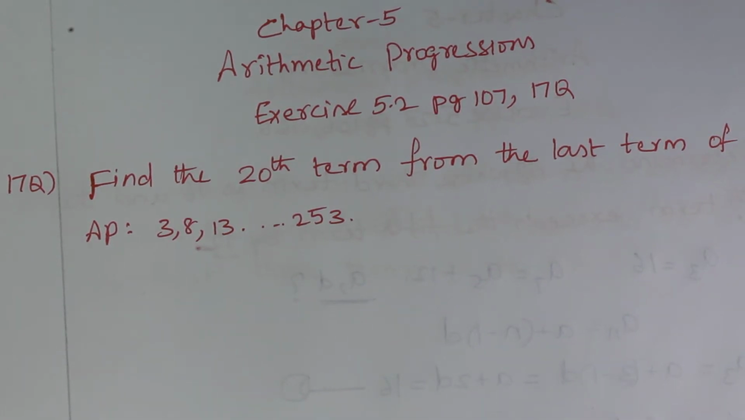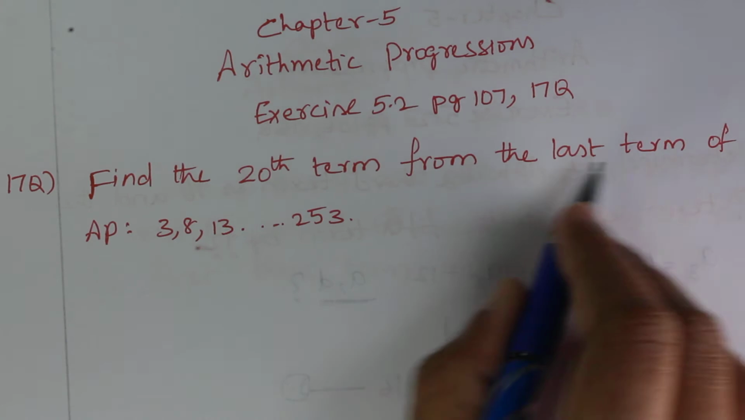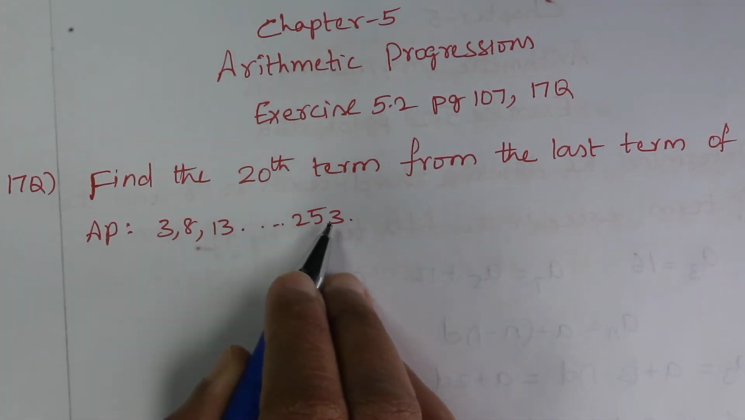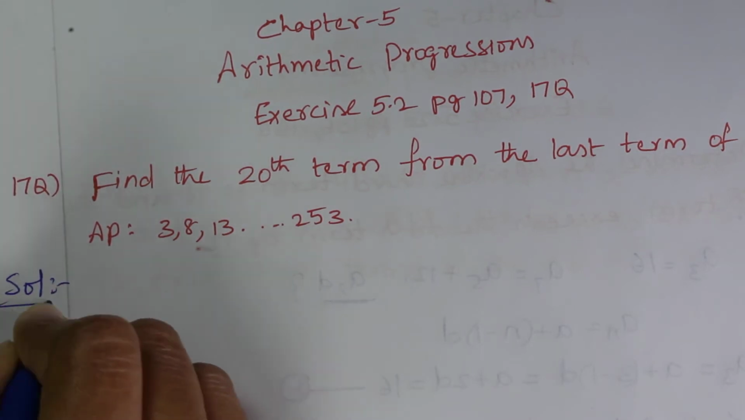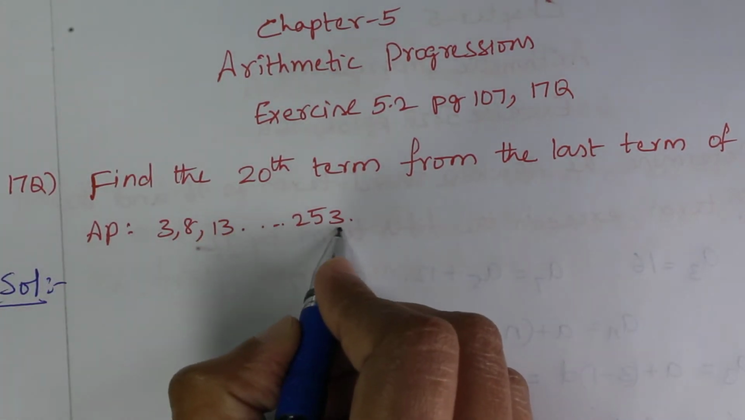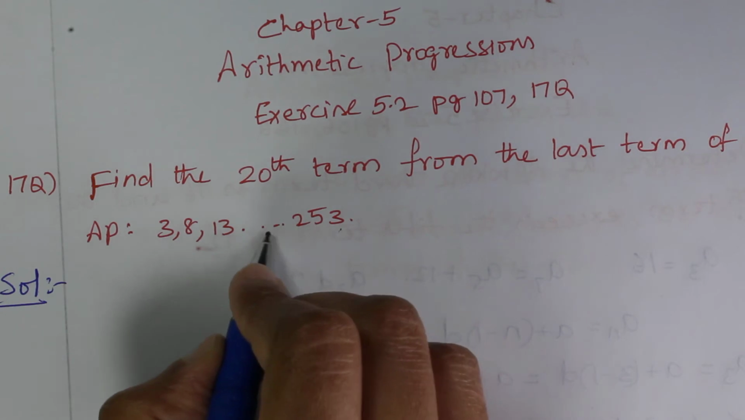In this session I am going to explain the 17th question from exercise 5.2, page number 107, chapter 5, arithmetic progressions. So let's read the question first. Find the 20th term from the last term of the AP 3, 8, 13, and so on till 253. So here in this problem we have to find out the 20th term from the last, not from the first but from the last of the series.